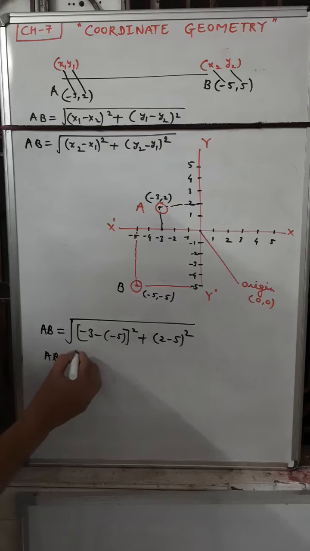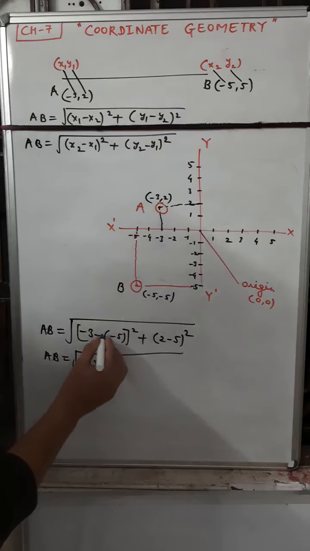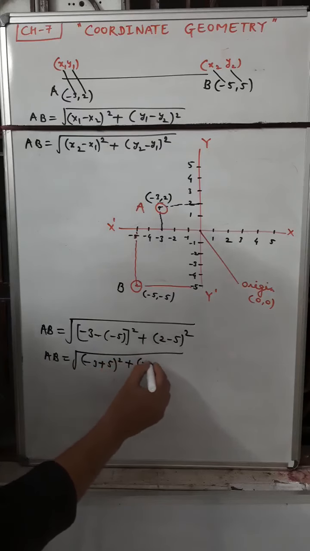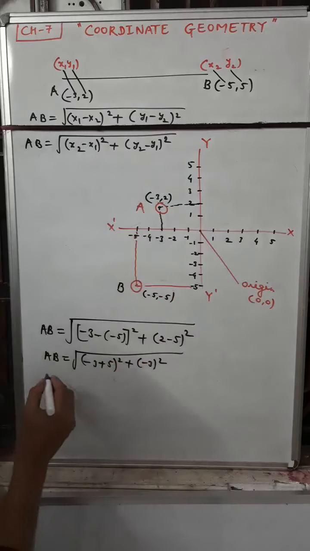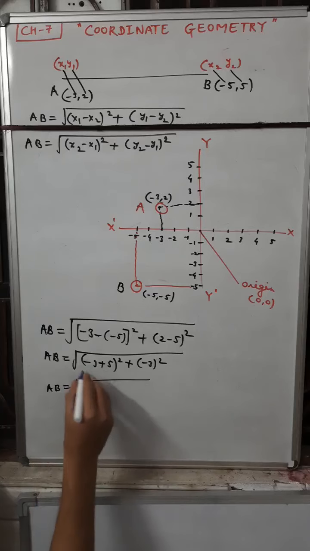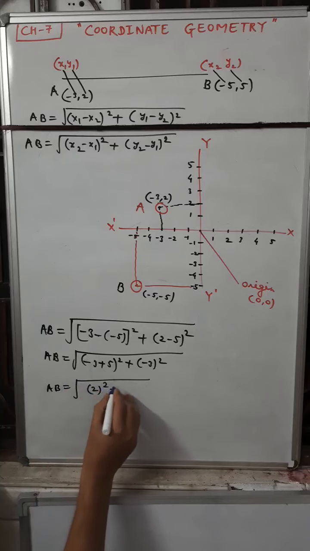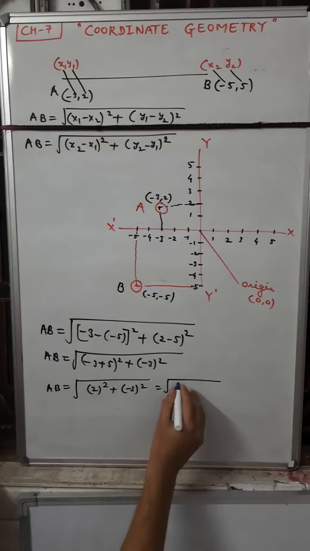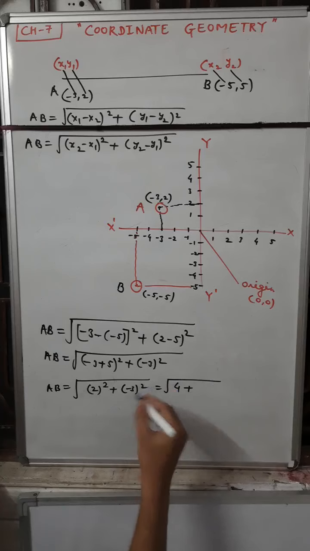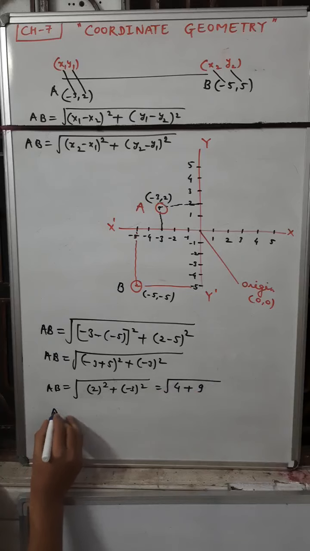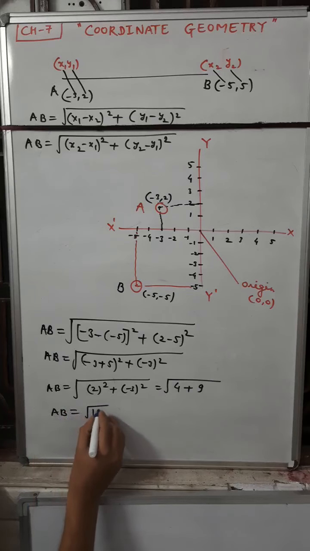AB is equal to under root of minus 3 plus, minus times minus becomes plus, 5 whole square plus 2 minus 5 which is minus 3 whole square. So the value of AB is 2 whole square plus minus 3 whole square. That means 2 square is 4, and minus 3 square, minus 3 into minus 3, minus becomes plus, is 9. 9 plus 4 is 13. So AB is equal to under root 13.